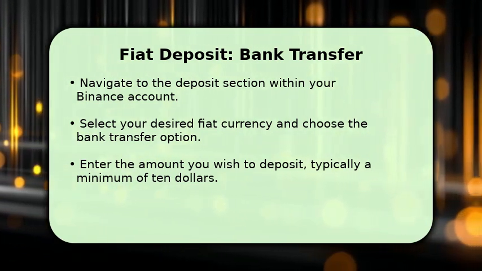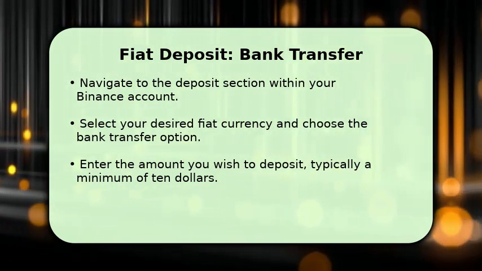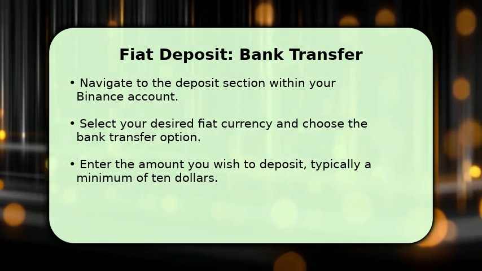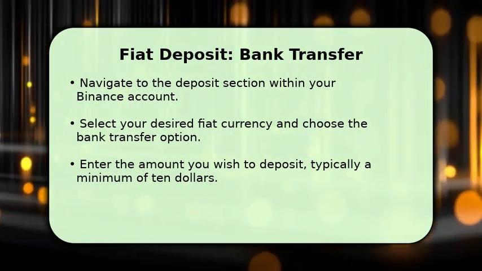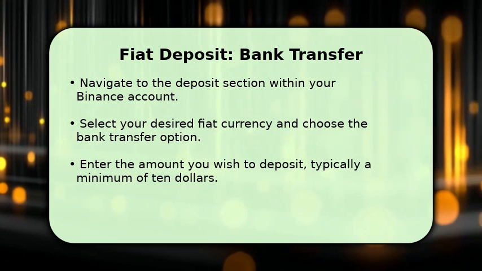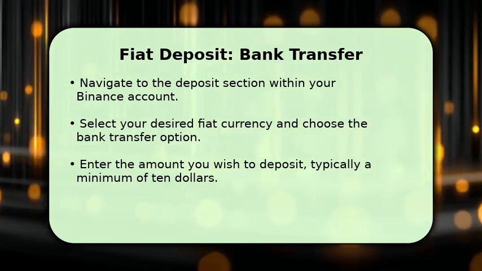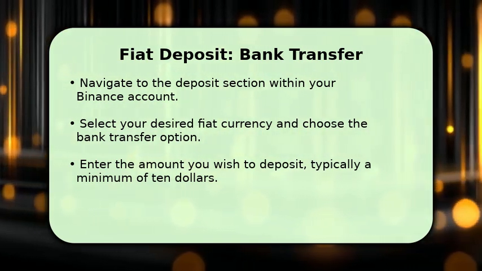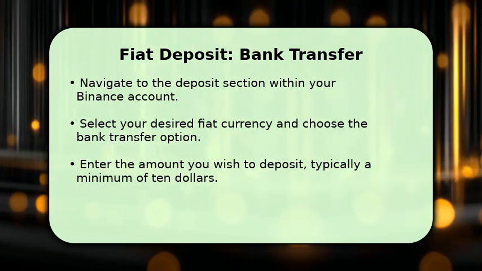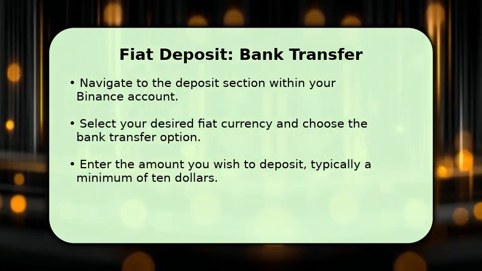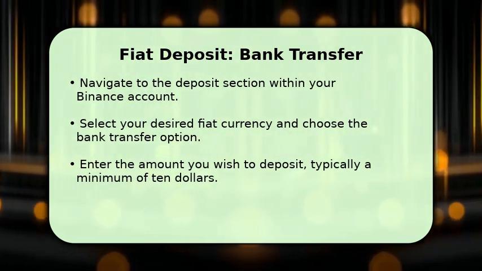For fiat deposits, a bank transfer is a popular choice. First, locate the deposit section on Binance and select your preferred fiat currency. Then, choose the bank transfer method. You will be given specific bank details, including an account number and reference code. Ensure you include this reference when making the transfer from your bank to ensure your funds are correctly credited.